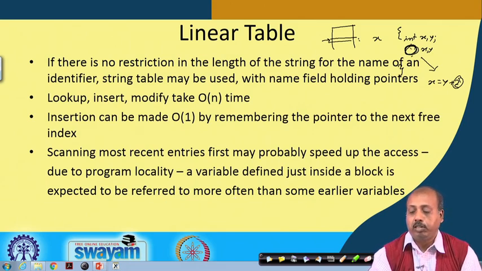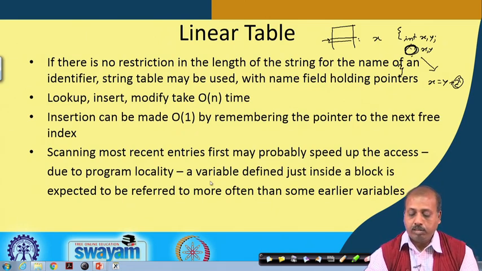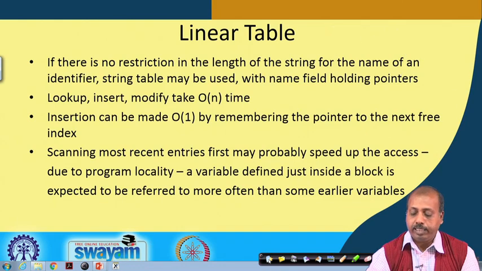So, this is what I was talking about, that in x equal to y plus z, in that access you see two local variables are accessed and one non-local variable is accessed. As a result, most of the time it is accessing local variables. So, we should do something so that these most recent entries can be searched very easily.